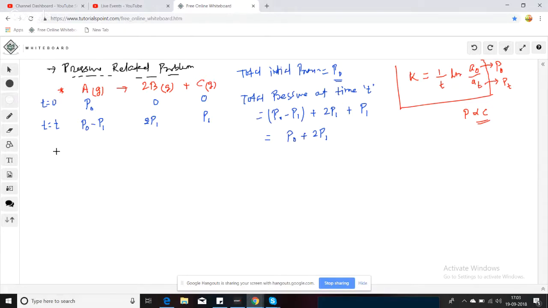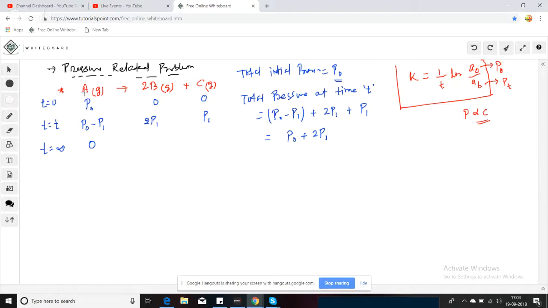Now, if I write here at time t equals infinity, meaning after a very long time, we assume that A has been converted into B and C completely. So if it is given at infinite time, the pressure of A becomes zero, because we are assuming A converts into B and C. There is no more A present in the reaction vessel. Is it clear?